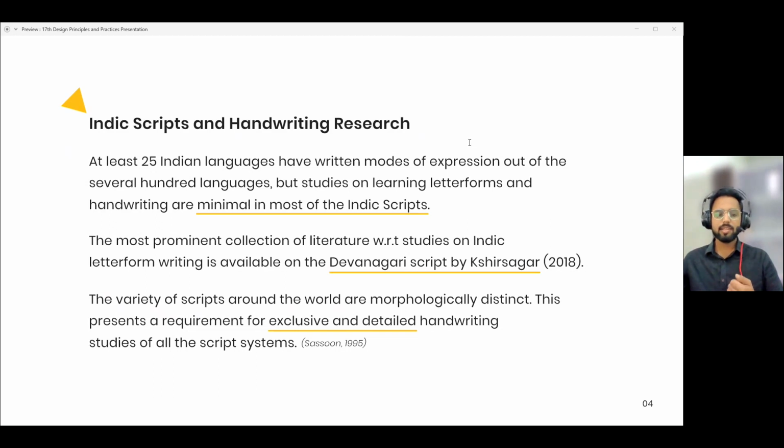So, as Sasson has said, scripts around the world are anatomically or morphologically very distinct, and the rules that govern their writing process or usage are also very unique. Hence, there is a requirement of a separate and detailed handwriting research for all the script systems.